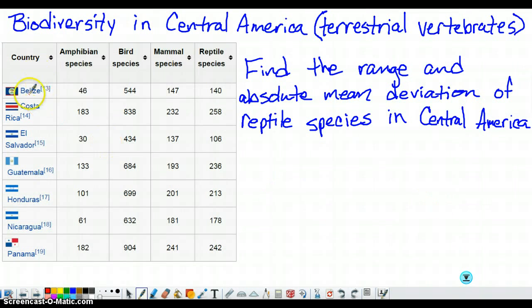Alright, in this example we are looking at biodiversity in Central America, considering terrestrial vertebrates, meaning land animals that have backbones. If we're looking at the countries of Central America here, I want to find the range and absolute mean deviation of reptile species. Reptile species is right here, so the numbers I'm going to work with are these ones, following this column. These are the only ones I'm going to consider. So take a minute and calculate that.